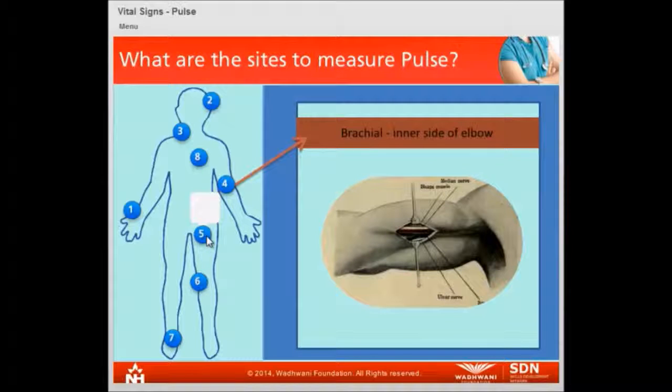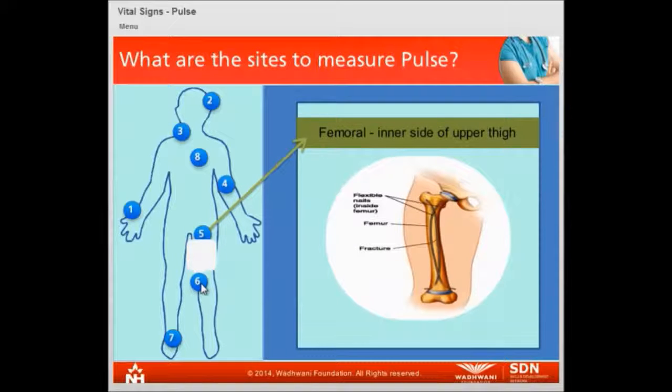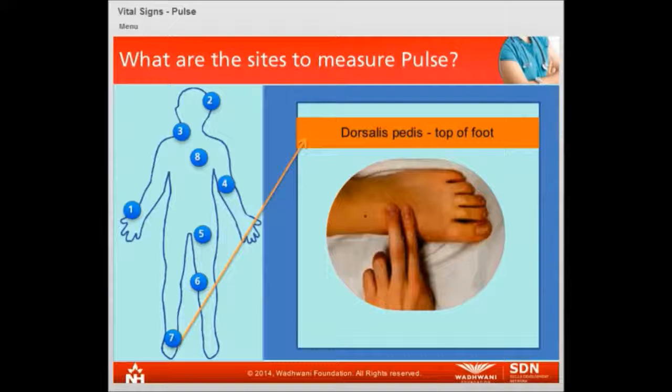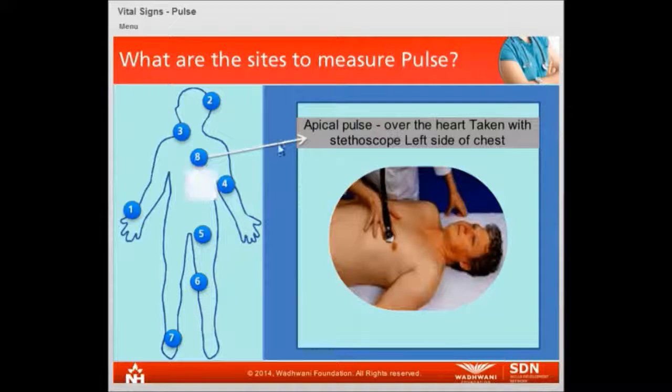4. Brachial site lies on the inner side of the elbow. 5. The femoral site is the inner side of the upper thigh. 6. Popliteal site lies behind the knee. 7. Dorsalis pedis or top of the foot. 8. Apical pulse or over the heart. This pulse is taken with the stethoscope on the left side of the chest.